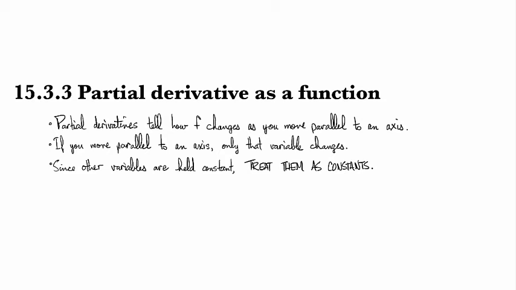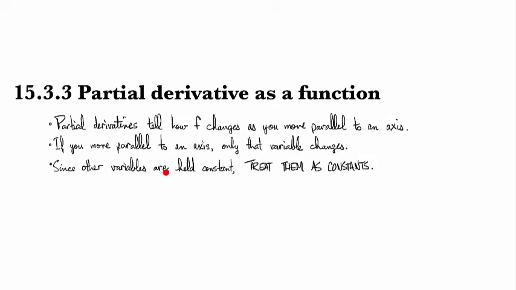So now we're going to take that idea of the definition of partial derivative and turn it into a computational tool for how to compute them. The main idea that we saw in the last clip was that partial derivatives tell how the function changes as you move in a direction parallel to one of the axes. So if you're moving just parallel to one of the axes, then that variable is the only variable that's changing. All the others are held fixed.